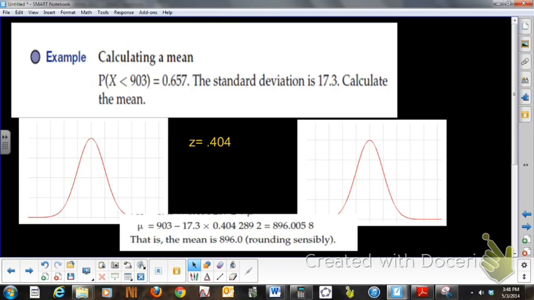When we do the calculation, we've got 903 minus 17.3 times 0.404, and you can round it off to however many decimal places you want. So now we know that a mean of approximately 896 is what has to be in there for 903 to be the value which 0.657, or 65.7%, of the values must be less than. That's what we're talking about, and that's how that's interpreted.